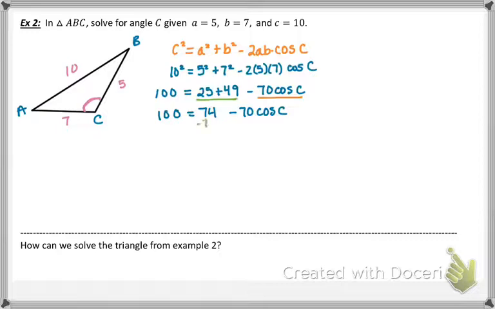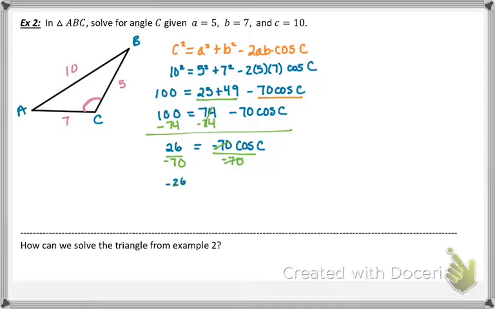And then I'm going to subtract 74 on both sides to try to isolate that C. And we've got 26 equals negative 70 times the cosine of angle C. And keep isolating the C. I'm going to divide both sides by negative 70. Okay, and I'm going to, again, try not to round until the end. So I'm just going to keep it as a fraction, negative 26 over 70. You can certainly simplify that fraction if you want to.